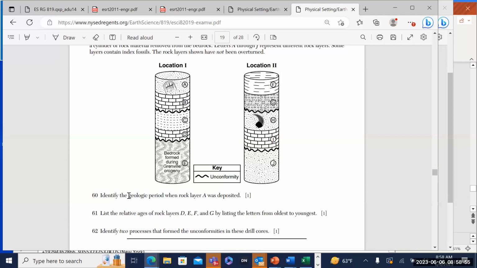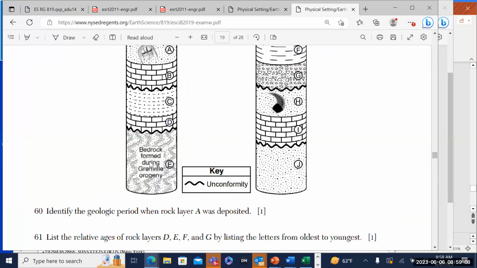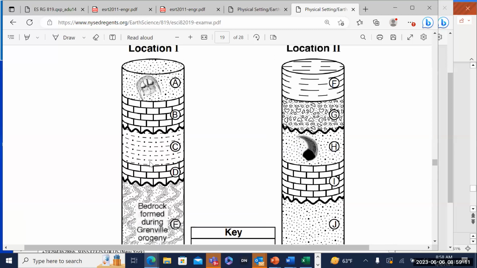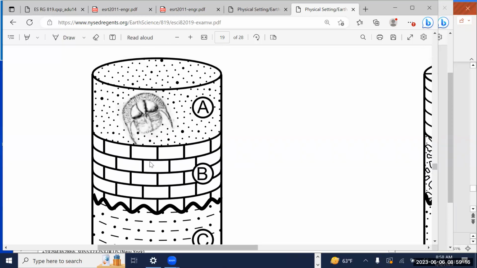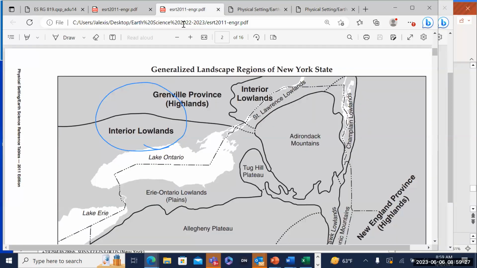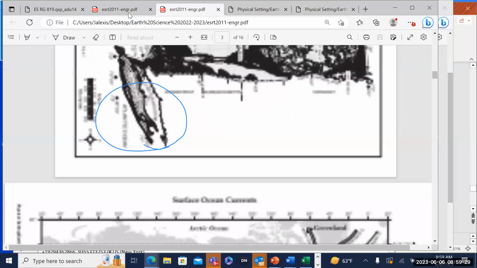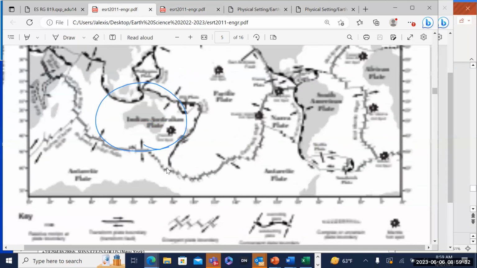So what page are we looking for to find the geologic period? We know that we're looking at page 8 and 9. Now there's something here that lets us know what period rock layer A was deposited. So what do we see? We actually see an index fossil, right? Now, what page do we also look to find index fossils? Page 8 and 9. And so when we go to page 8 and 9, let's keep scrolling.